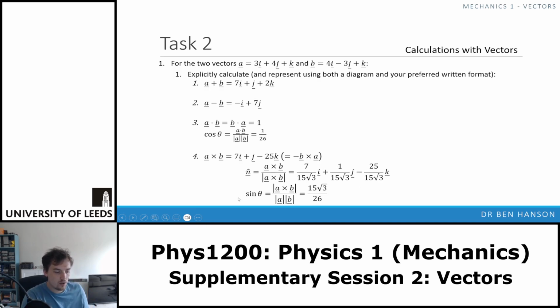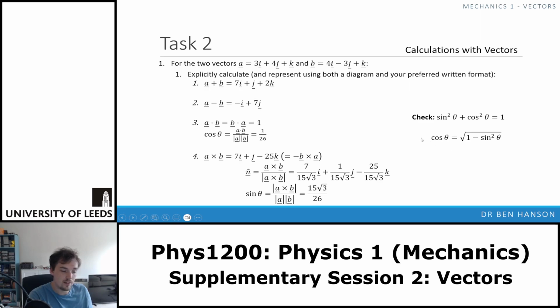And so now we can work out sine theta, right? Because the magnitude of the cross product is equal to mod A mod B sine theta. So the magnitude divided by mod A and mod B is 15 root 3 divided by 26. Interesting that there's a 26 here and a 26 here. Same angle, right? Sine squared plus cos squared turns out it equals 1.